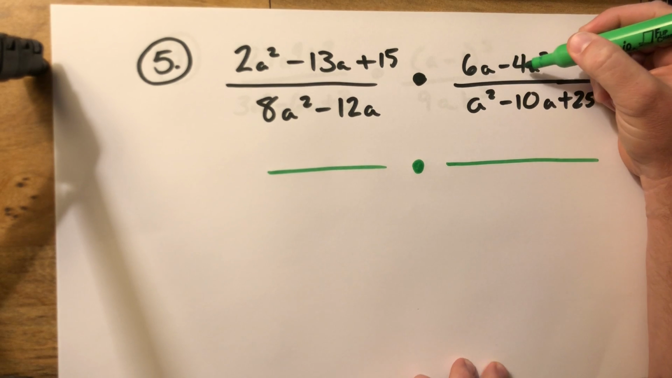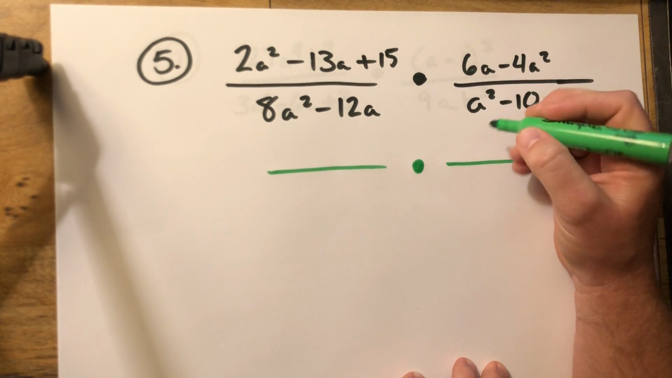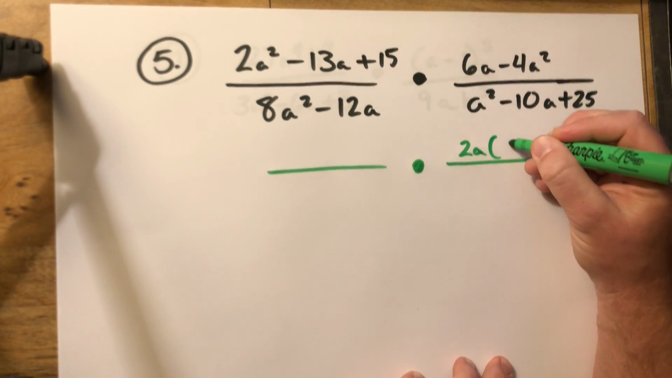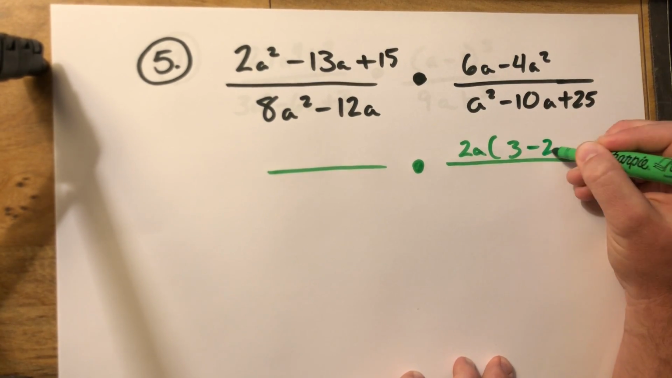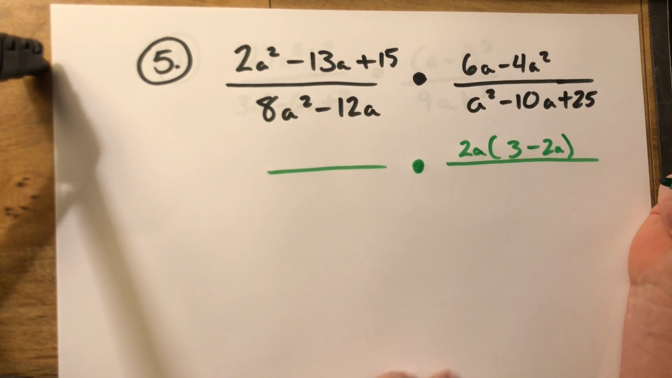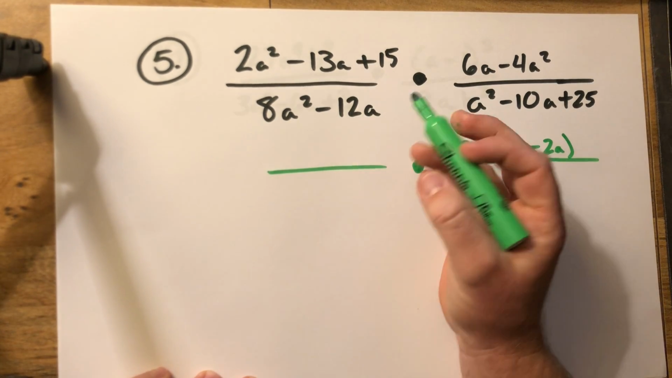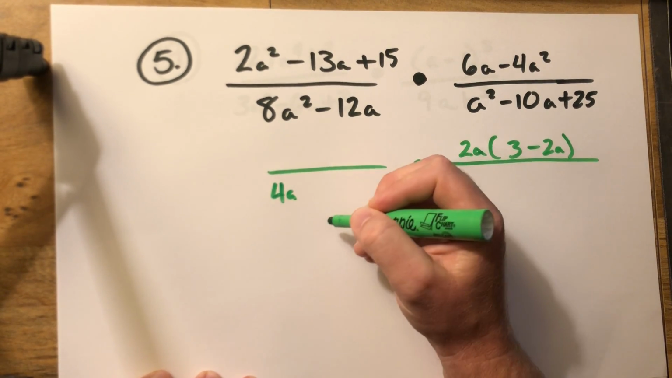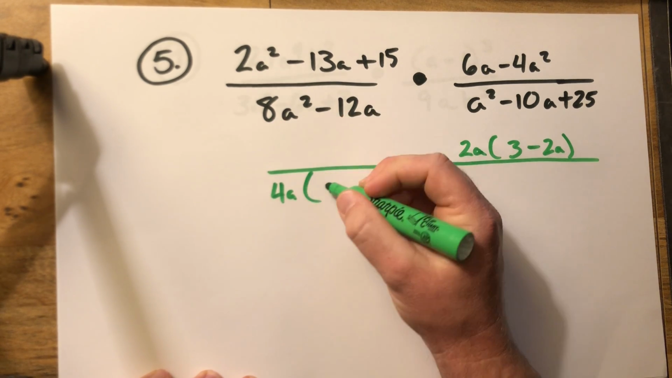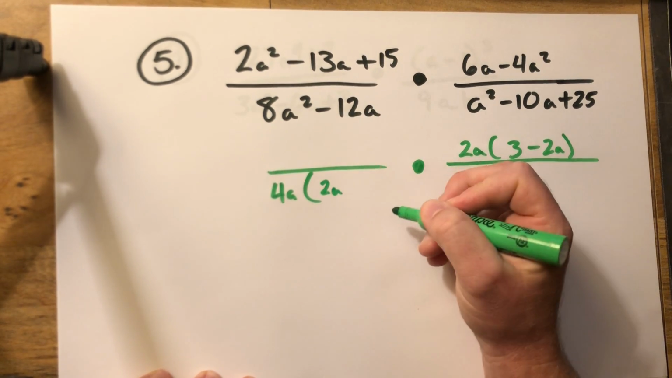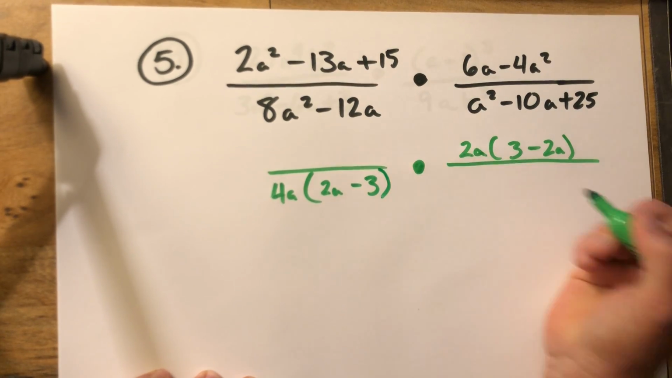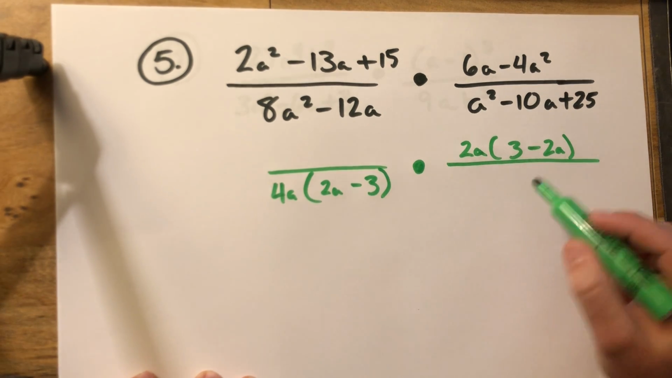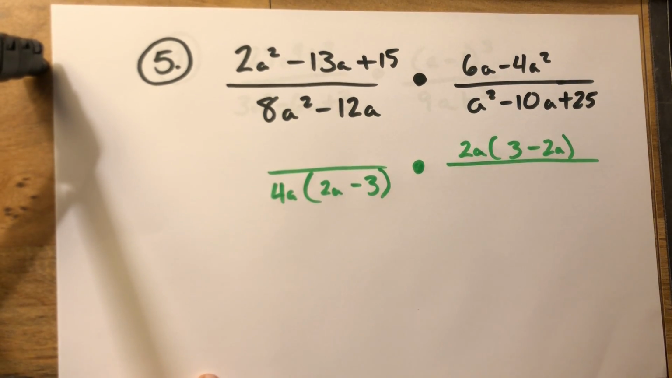So I see 6a minus 4a squared. These will divide by 2a. If I factor out a 2a, I'm left with 3 minus 2a. Yep, looks good. Now this one kind of follows the same idea. Let's factor out, but instead of a 2a, we're actually going to factor out a 4a. They both divide by 4a. Leaves 2a minus 3. Now these look like they're the same and they just cancel out, but they don't. I'm going to show you that here in a second. We'll come back to that idea.